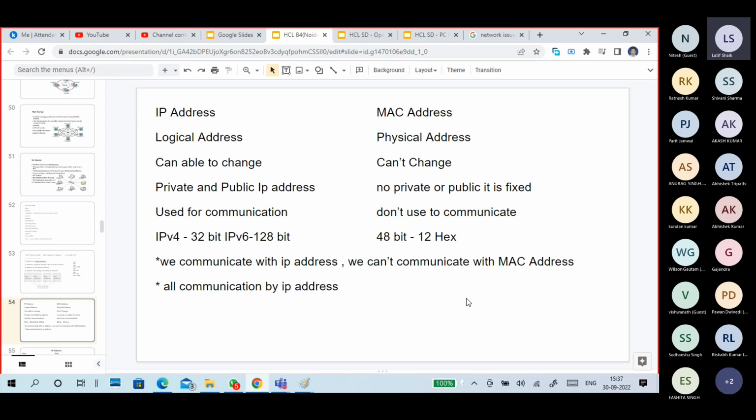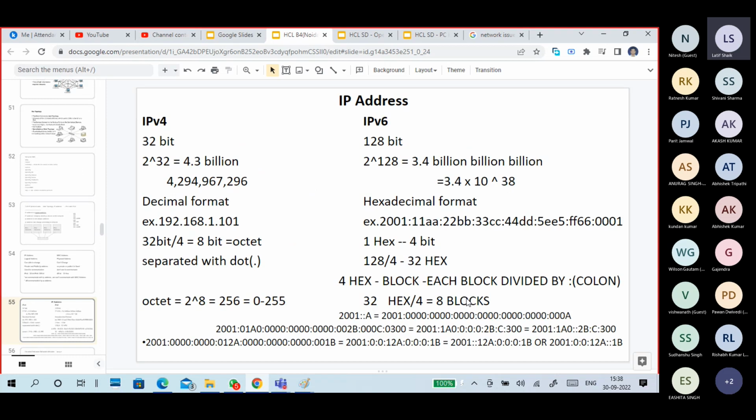IP address has two types, IPv4 and IPv6. IPv4 is 32-bit, IPv6 is 128-bit, and a MAC address is always fixed. It is 48-bit and represented in hexadecimal format. This is also one question, guys: what is the difference between IP address and MAC address? What is an IP address? What is a MAC address?